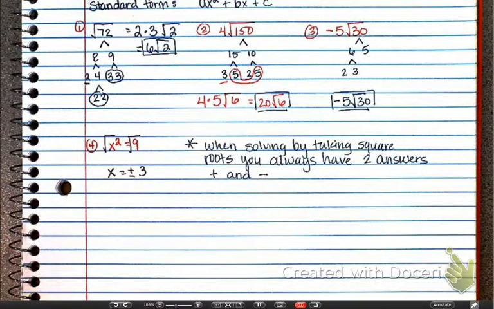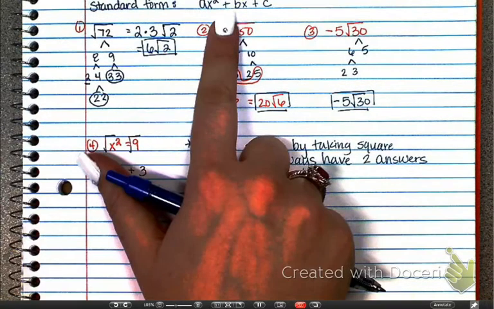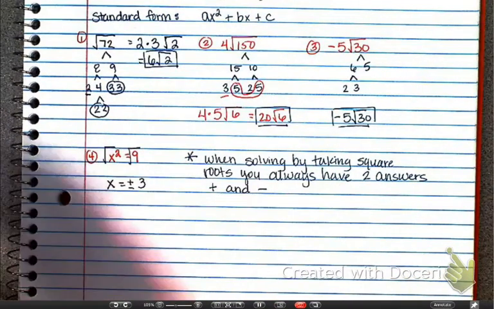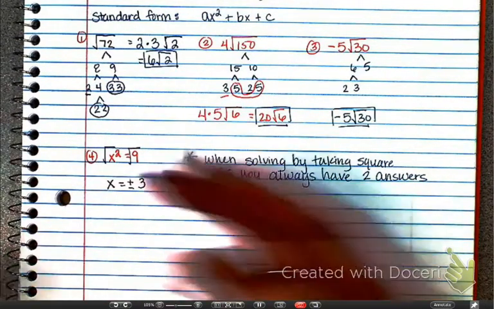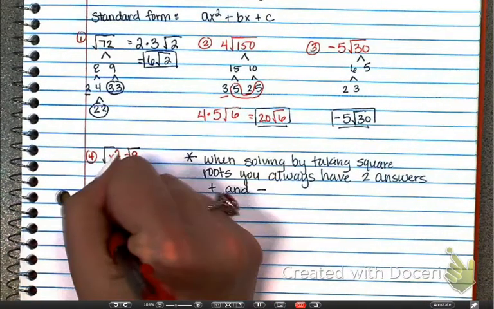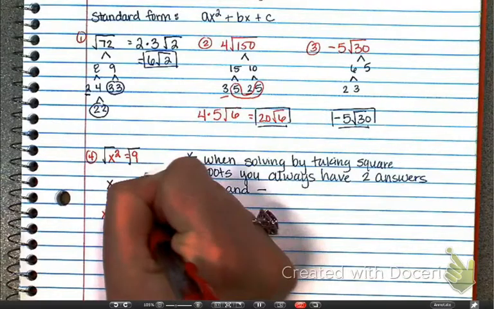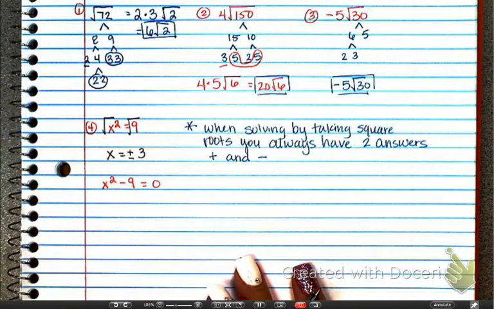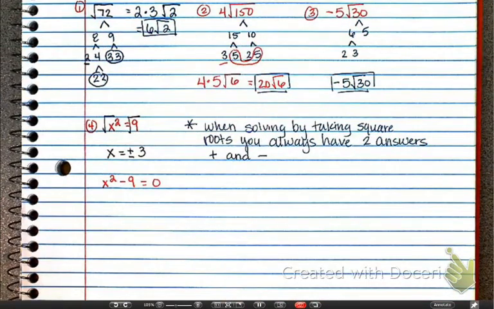Would you agree that x squared equals 9 is not currently in standard form? Because we said standard form was ax squared plus bx plus c. It's not currently in standard form because it has that equal sign in between. So I could theoretically subtract 9 from both sides and get x squared minus 9 equals 0. You're not writing this down, I just want you to watch.